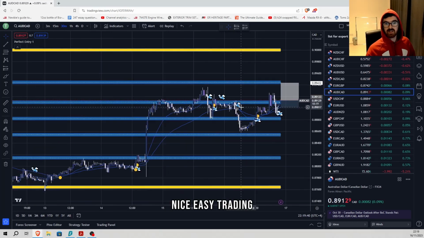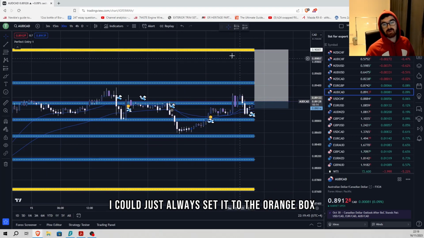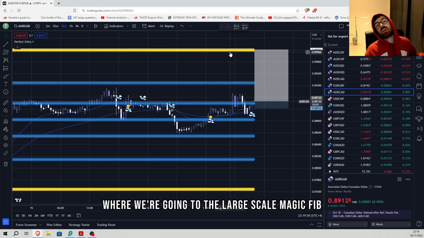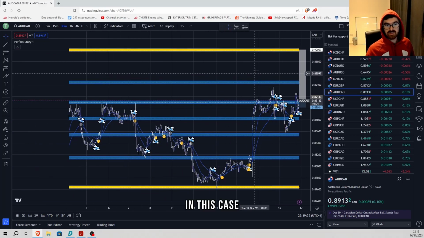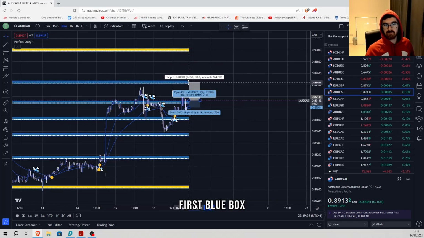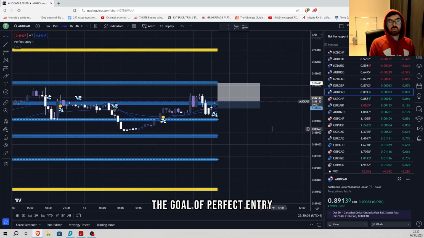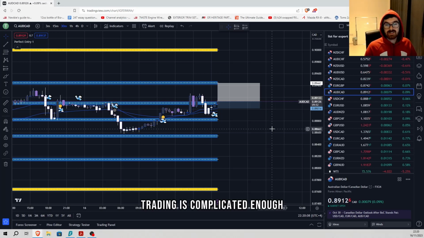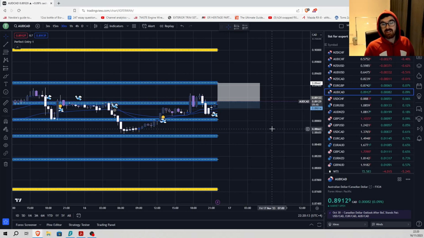Nice, easy trading. If I think that we're in that much of an uptrend, I could just always set it to the orange box. Orange boxes obviously are the higher time frame where we're going to the large scale magic fib. So I could run it to the orange box if I'm willing to let it wait. In this case, I think I would probably just place my trade to the first blue box. Keep it nice and simple. The goal of Perfect Entry 1 as an indicator is to keep it simple. Trading's complicated enough. If I can keep your trading simple and keep you moving easily, then you're going to have a much better time of it.